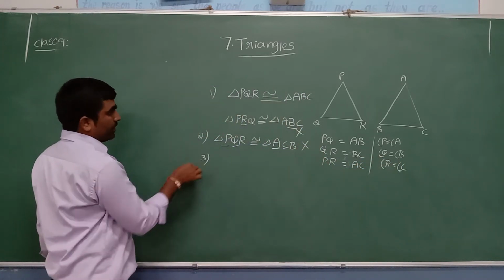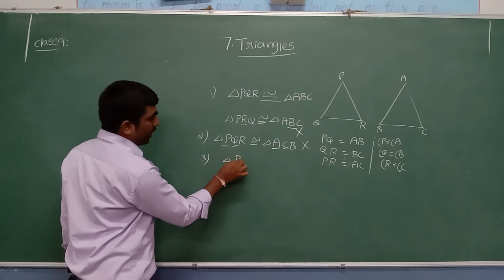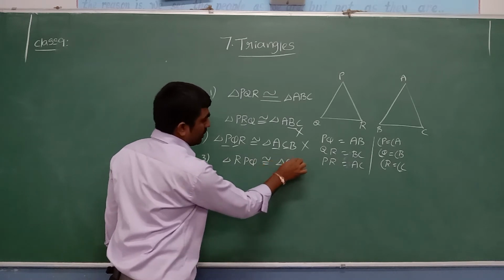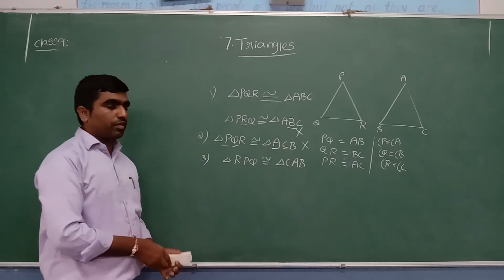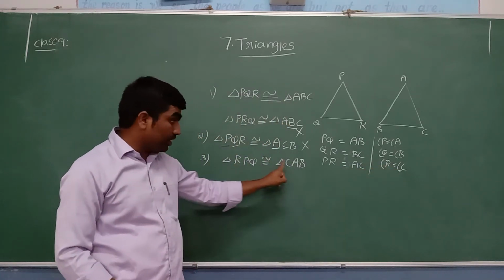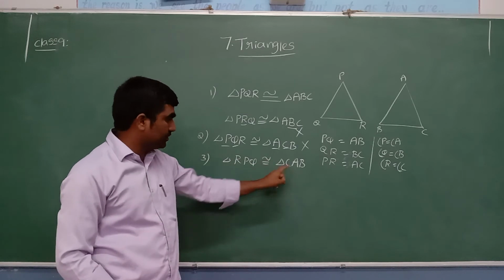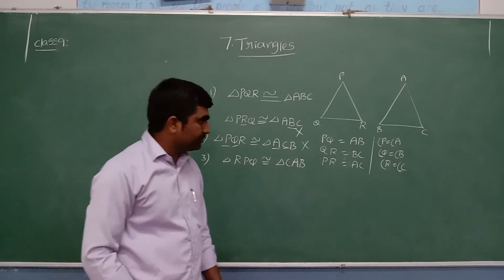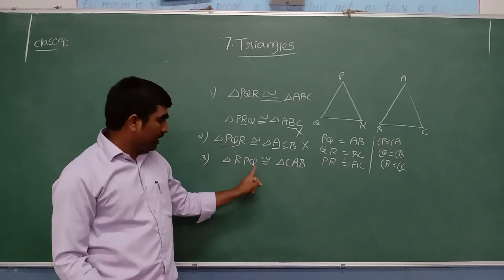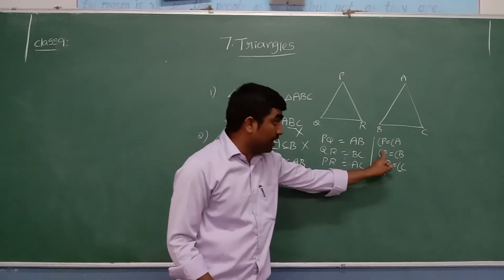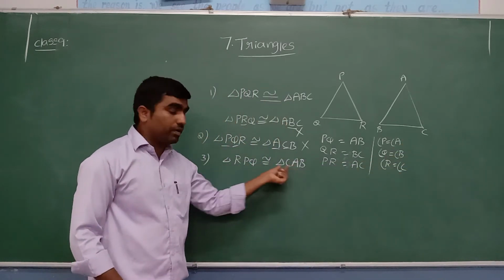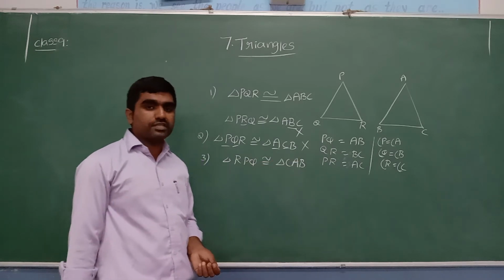Okay, now let me take one more. Let me represent triangle RPQ is congruent to triangle CAB. We'll verify now. Angle R is equal to angle C, first equal. Angle P is equal to angle A, yes, both are in corresponding places. Middle. Angle Q is equal to angle B, yes. First equal, second equal, third equal. Corresponding angles are equal.